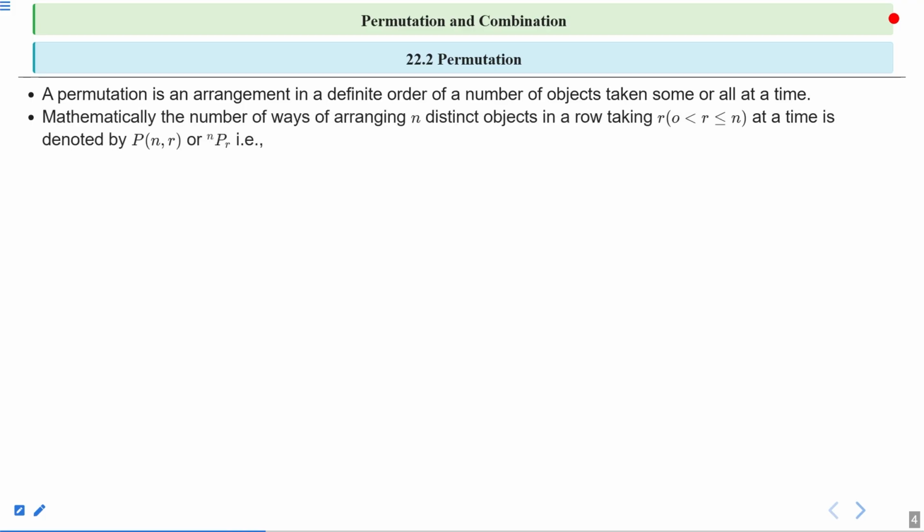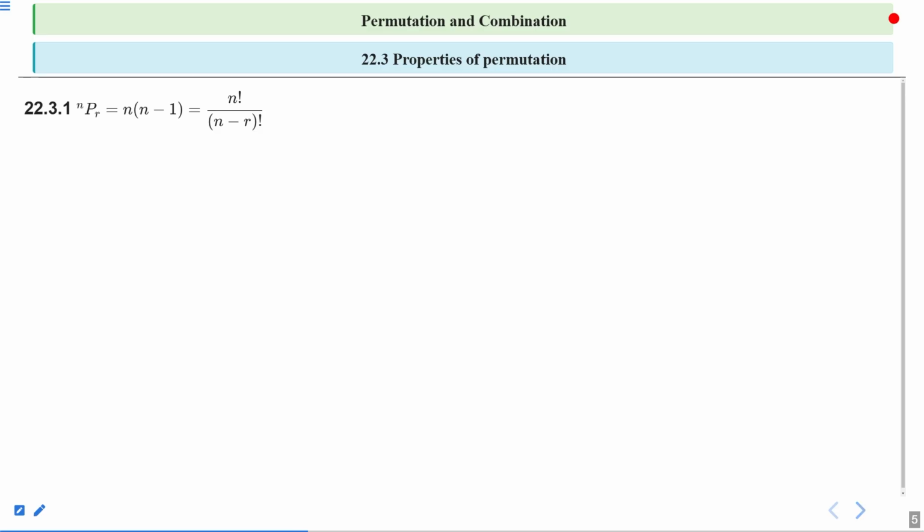So mathematically, the number of ways of arranging n distinct objects in a row, taking r at a time, where r is more than 0 and less than or equal to n, is denoted by P(n, r), or nPr, representing n factorial upon (n − r) factorial. The property of permutation: nPr = n factorial upon (n − r) factorial.